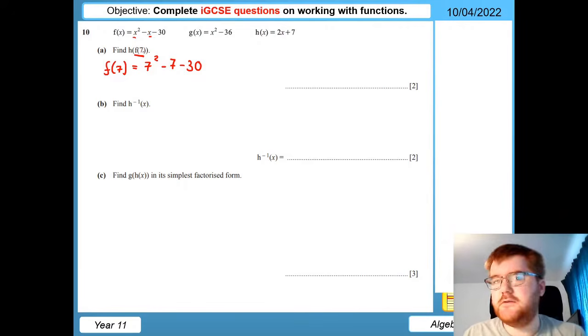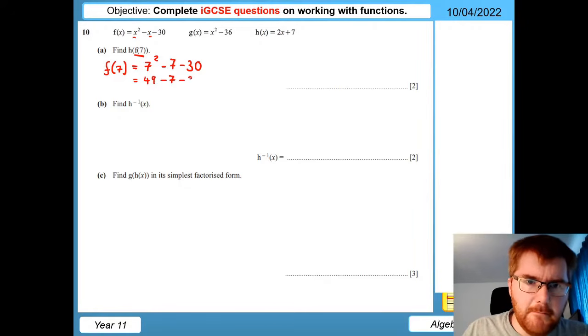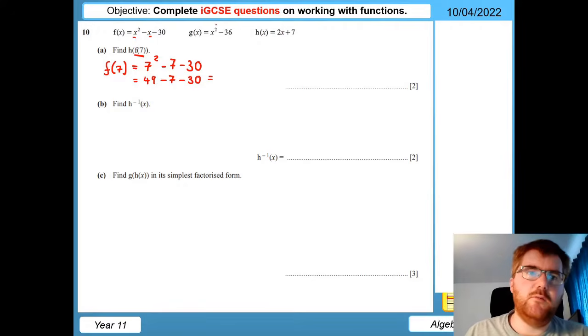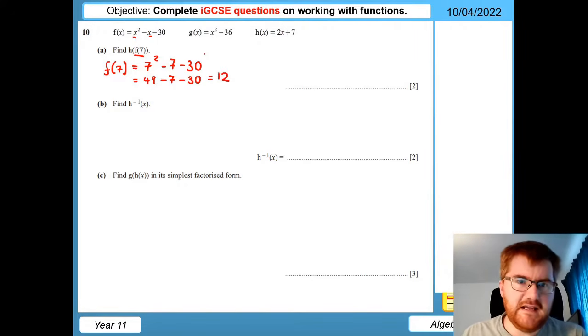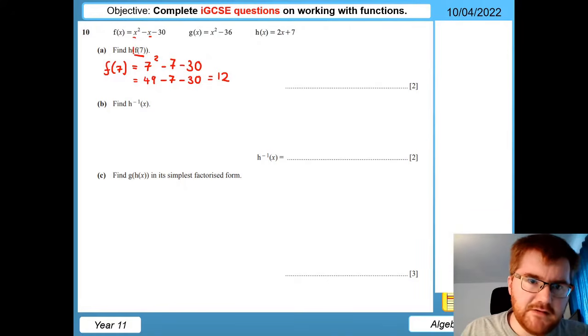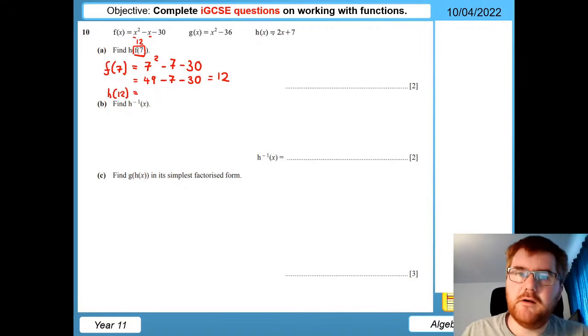Again, this is a calculator question, but again, I'm going to work it out without. So 7 squared is 49, minus 7 minus 30. And then if we work that out, that's going to give us the answer of 12. Now this is the key point at this bit here. So we've worked out that this is equal to 12. So all we're going to do at this point is replace that with a 12. So we're going to work out h of 12. So h of 12, wherever I see an x in here, I'm going to change it to a 12.